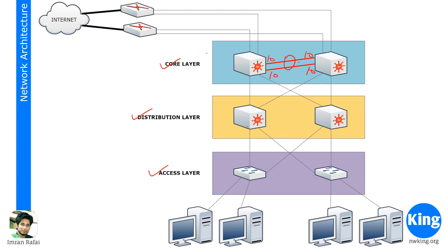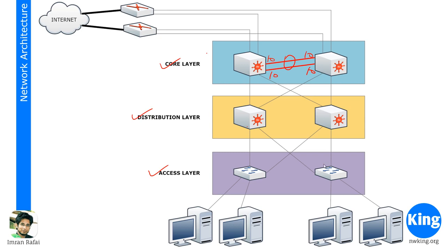So you're going to use the speeds of both these links and combine them and have a 20G link between these two devices, right? So if you see, in none of the other layers, access layer or distribution layer, do you have interconnection between devices, but core layer will be connected to each other, right?